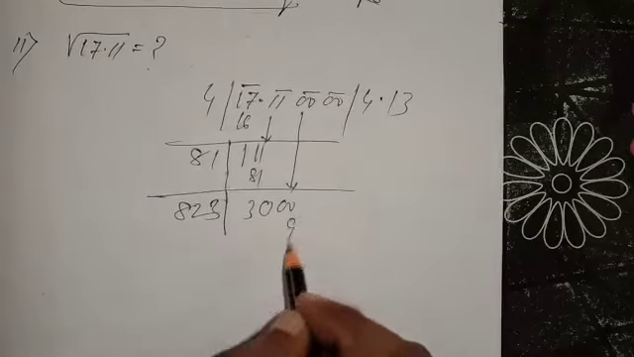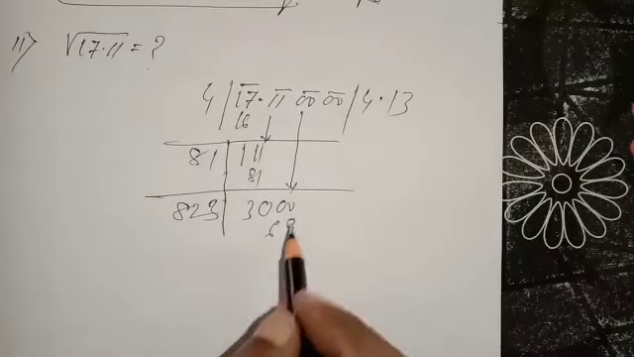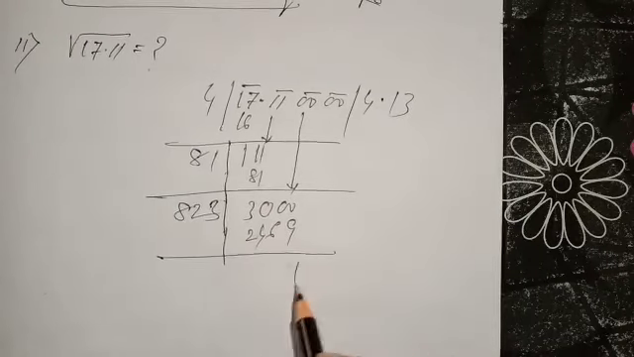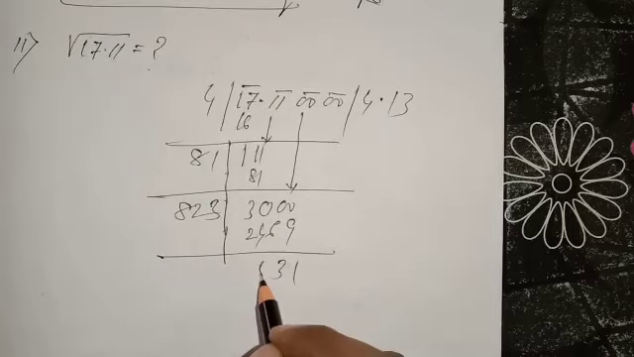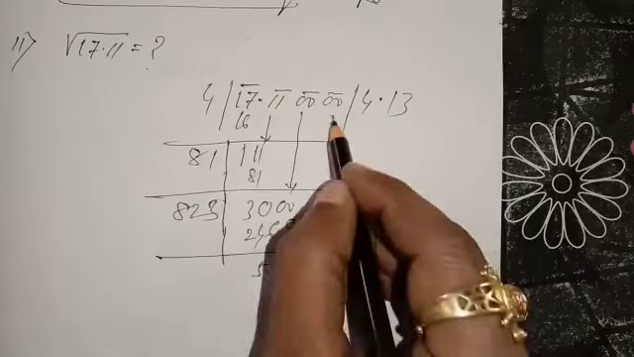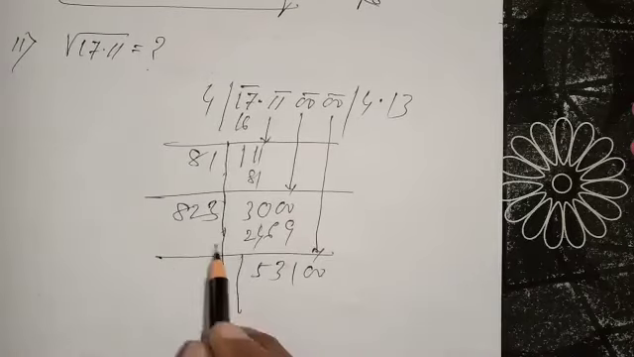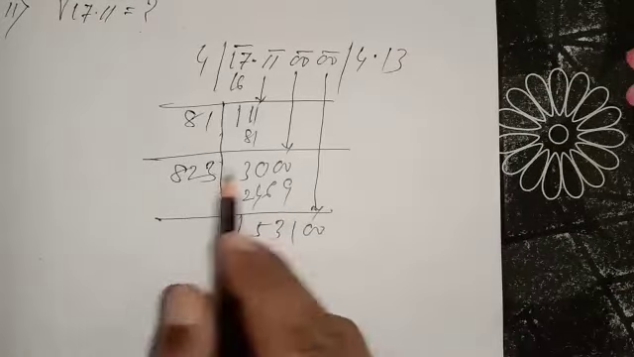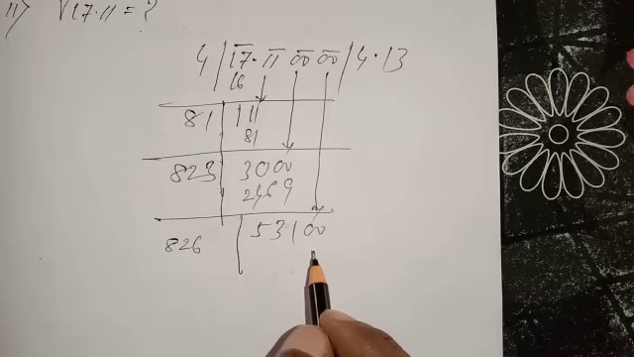3 3s are 9. 3 2s are 6. And 3 8s are 24. How much is coming? 10 minus 9 is 1. 9 minus 6 is 3. 9 minus 4 is 5. Okay. Another pair will come down. Just see. 823 plus 3, that means 826. You have to put, just see how much you have to put.